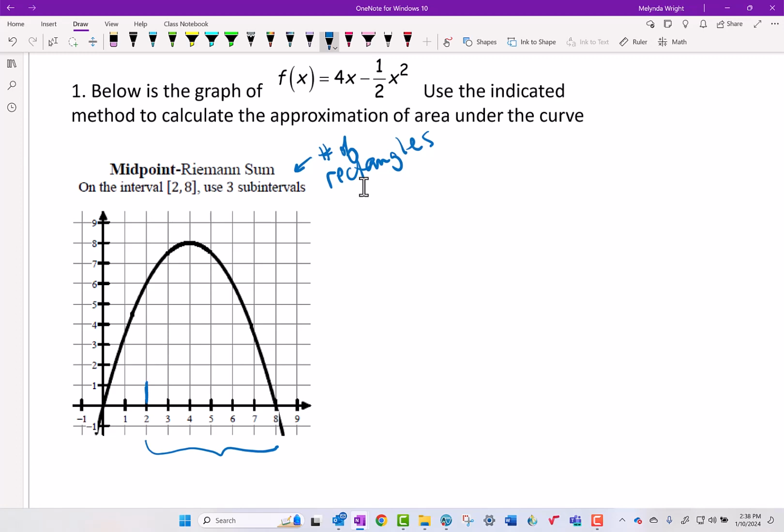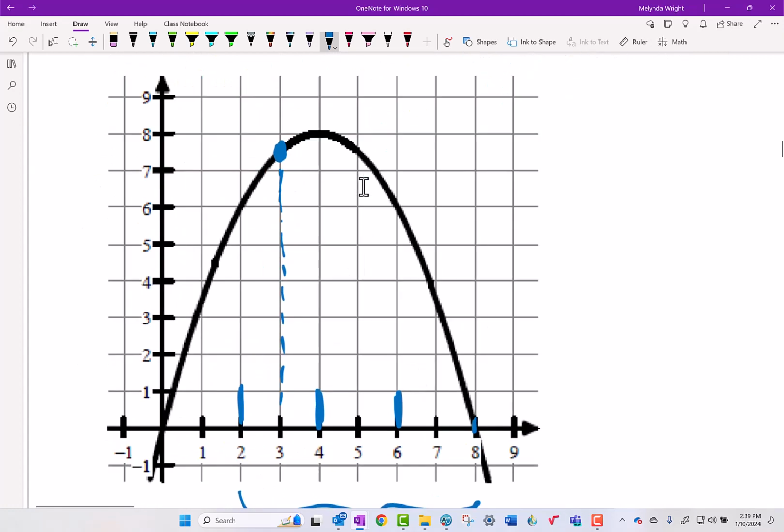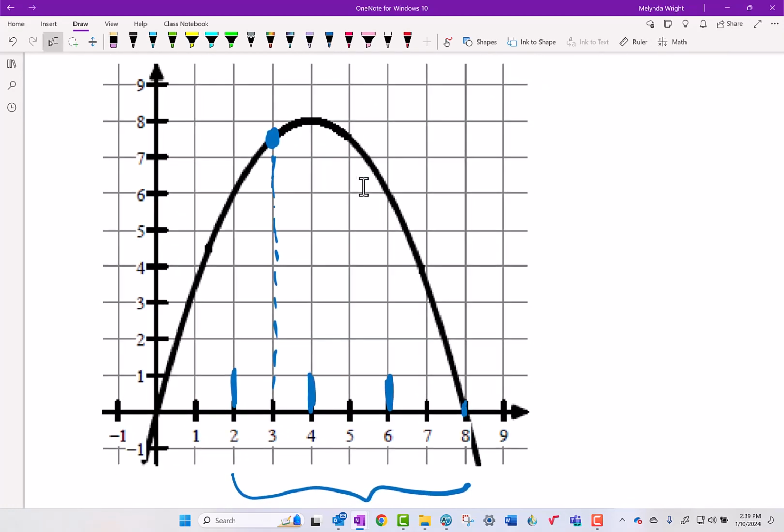So I'm going to have one right here. That's going to be 1 rectangle. I'm just going to get me an idea. So I know that for midpoint, it's going to be this middle one that's going to determine the height of the rectangle. I'm just going to make this bigger for just a moment. It's the middle one that determines the height. And so you actually don't need a graph to be able to do this. I just think that it's a good visual picture of what we're doing. So my rectangle would look kind of like this, right?